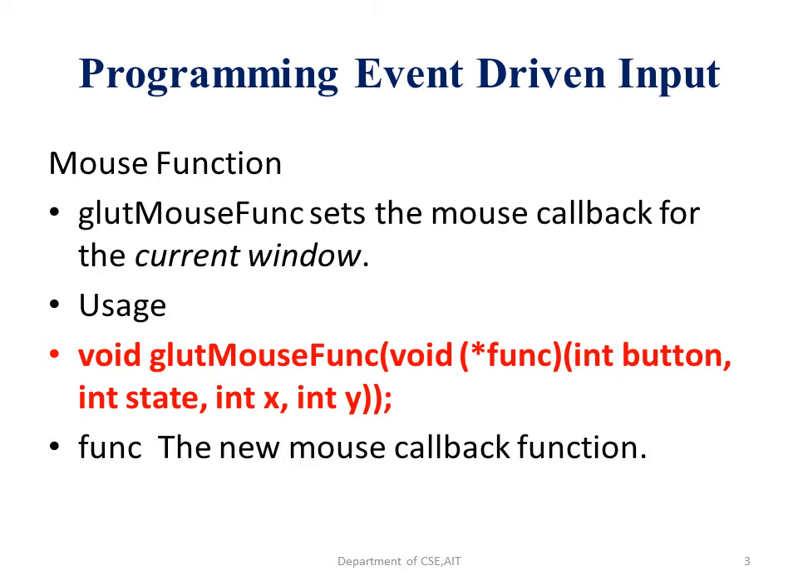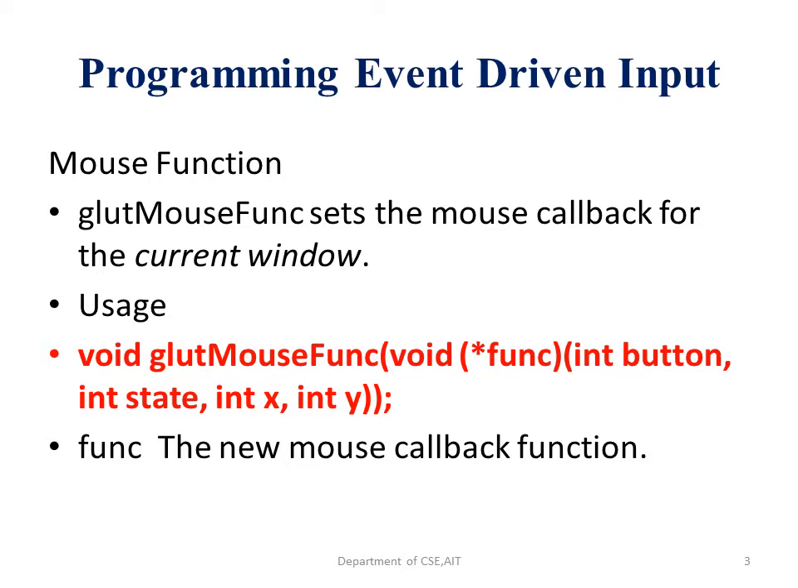First one is the mouse function. So the mouse function, this is a callback function. It will be used whenever we want to make use of the mouse keys inside my program. That means the mouse buttons can be used as an input to control the flow of the program. So in that case I can make use of a programming event-driven input, that is the mouse function.